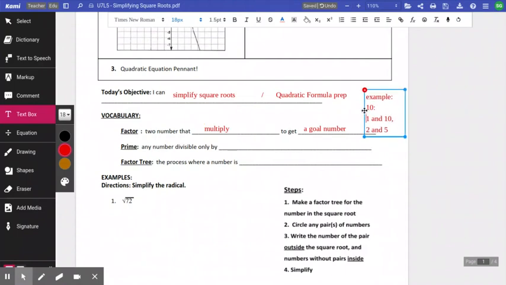So in order to simplify square roots, we're going to be looking at factors. Now, as we are looking at those factors, we're going to be looking for prime numbers. Prime numbers are numbers that are only divisible by 1 and itself. Now, I'll start with an example, and then I'll have you think of a couple prime numbers. An example of a prime number could be the number 5. 5 is prime because the only numbers you can divide 5 by are 1 and itself, 5. Can you think of some other prime numbers?